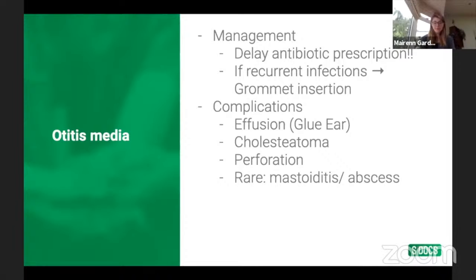If the patient has recurrent infections, so more than 5 infections in 6 months, they might need grommet insertion. This is just to prevent the buildup of pressure and allow for ventilation of the eustachian tube. There are quite a few complications of otitis media. Most commonly, otitis media with effusion, cholesteatoma, and perforations. I'll just go over them very briefly, especially glue ear and perforations, because these both cause hearing loss as well.